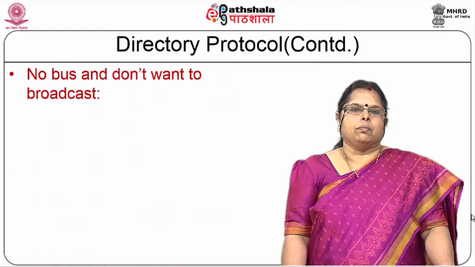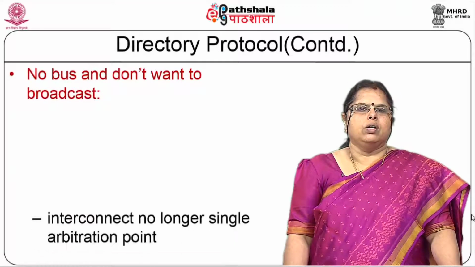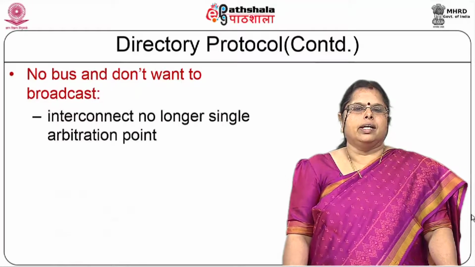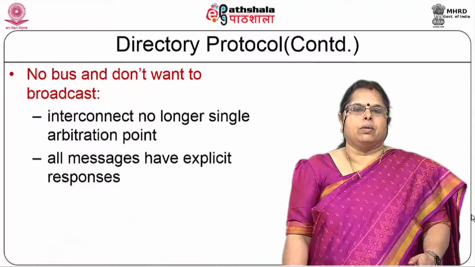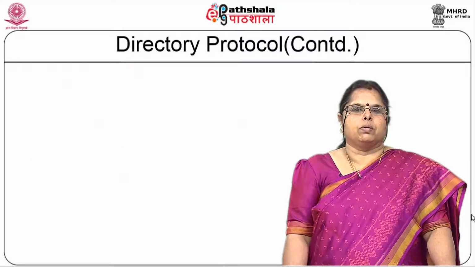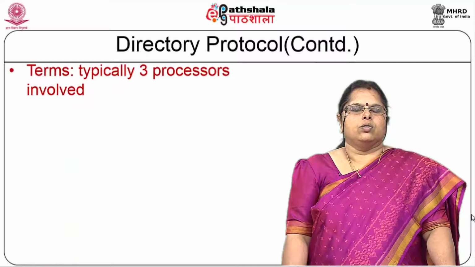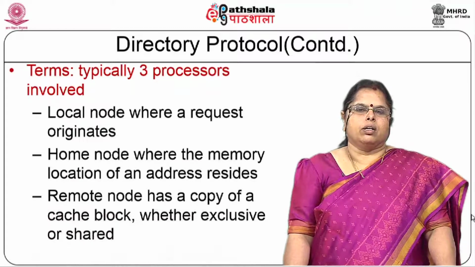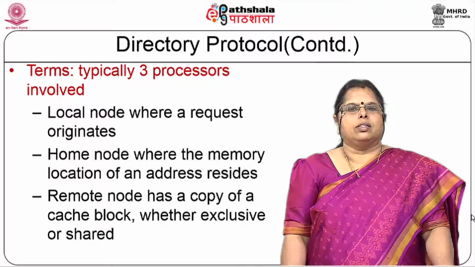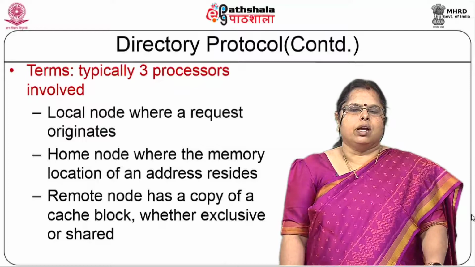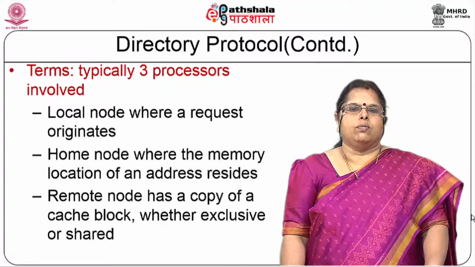So, we are looking at a message passing protocol here. You are not looking at a bus and you do not want to broadcast. The interconnect is no longer a single arbitration point as in the case of a bus. All messages have explicit responses. So, we basically introduce three terms here when you look at a directory based protocol. There are three types of nodes which are involved. One is a local node, the other one is a home node, and then you have a remote node.